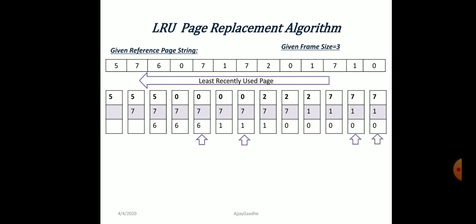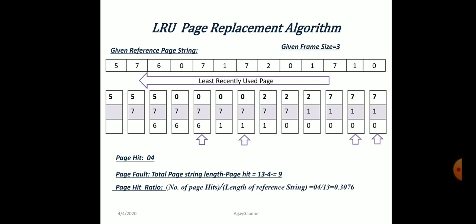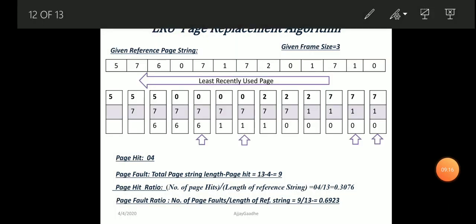So you can see the number of page hits here is 4. In the previous example it was 3. So the hit ratio is 0.30, more than what we achieved in FIFO. Accordingly the page fault ratio. I hope this is clear to all of you. So here you can see the hit ratio is improved and the fault ratio is minimized as desired in LRU.